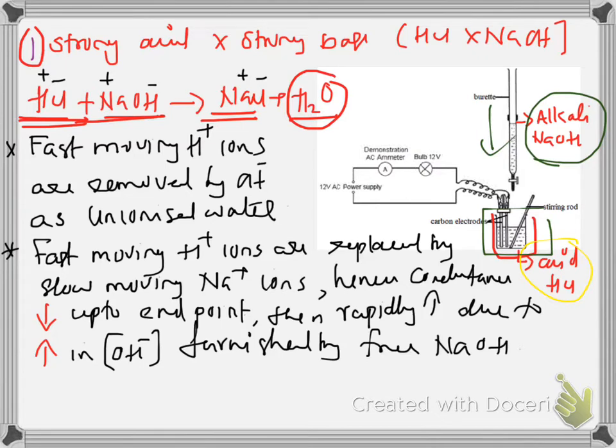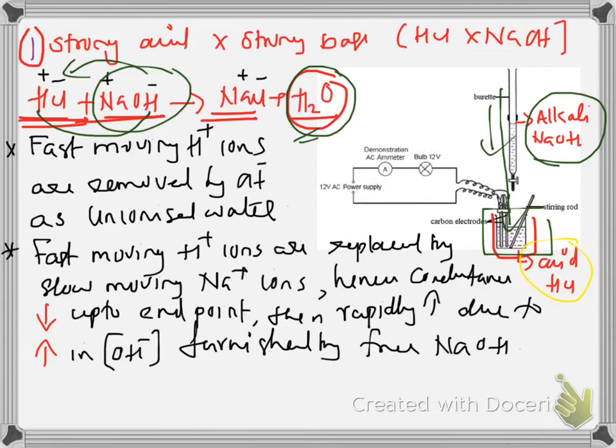When NaOH is added to this HCl solution from the burette to this container, the H+ ions present in the solution combine with the OH- ions in NaOH and form unionized water. That means, as the reaction proceeds, fast moving, highly mobile H+ ions are converted to unionized H2O.